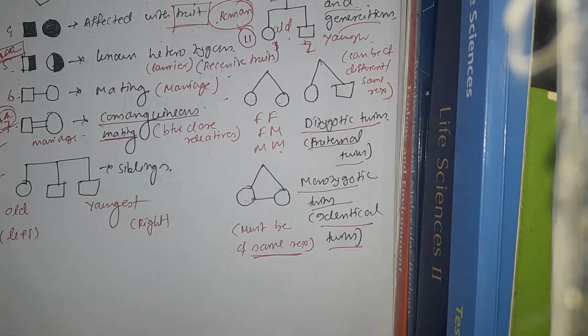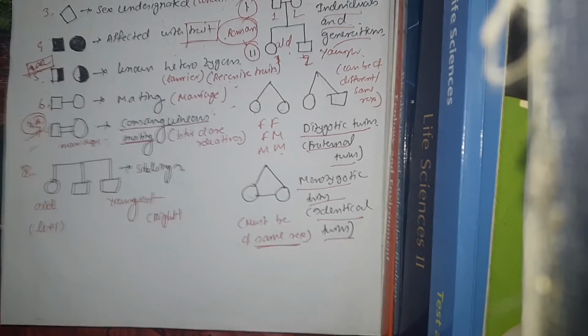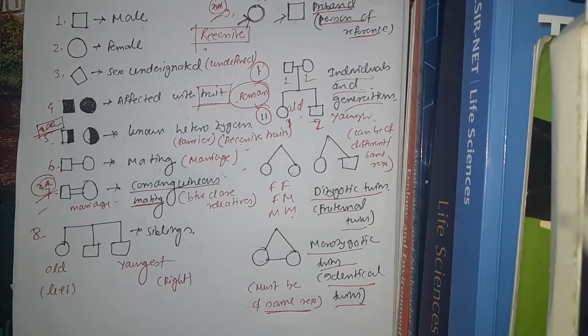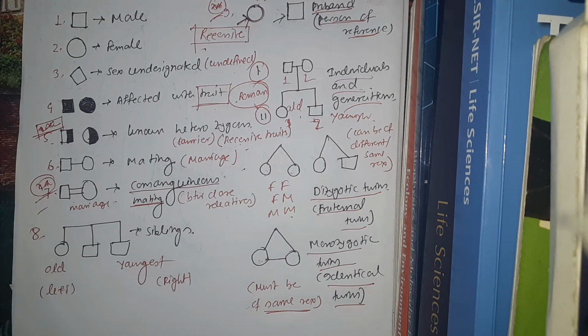So those are the symbols you need to know before moving into the pedigree. In my next video, I am going to discuss the rules by which you can say whether a particular trait is autosomal dominant or not. So in our next video, we are going to solve problems regarding autosomal dominant.